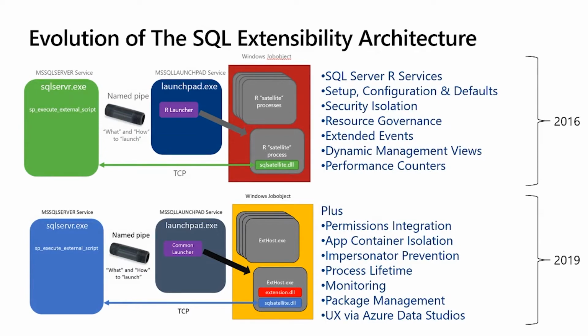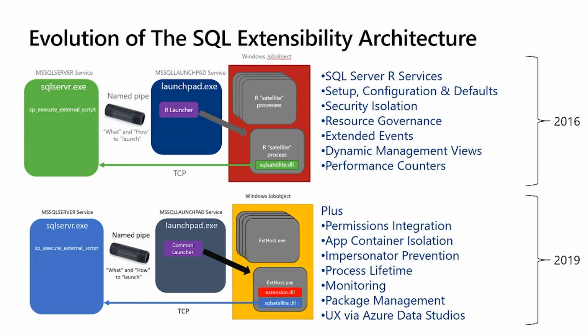In 2016, the SQL Extensibility architecture was developed after the acquisition of Revolution Analytics by Microsoft. We needed a way to have you use that R language within Revolution Analytics. And so we created the Launchpad with an R launcher that allows you to create satellite processes around applying your R models that you built in your R package against your SQL Server.